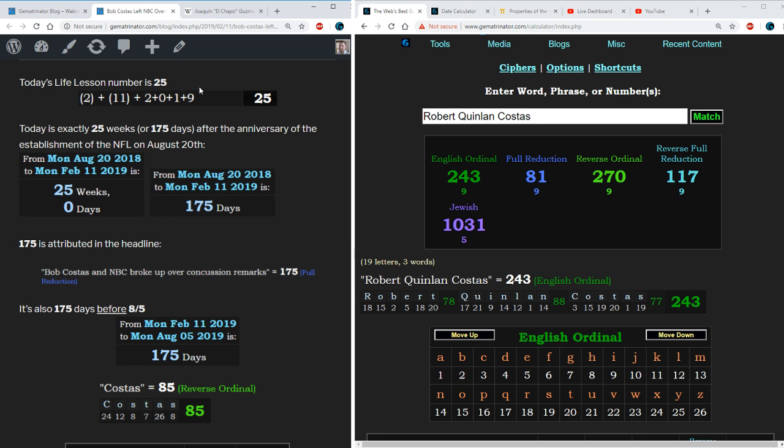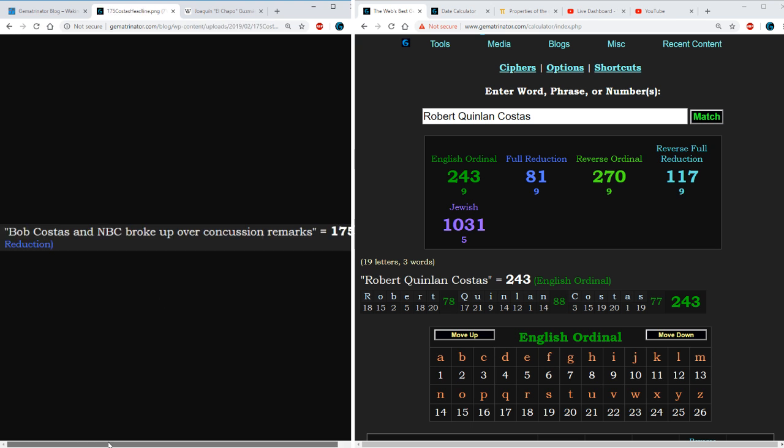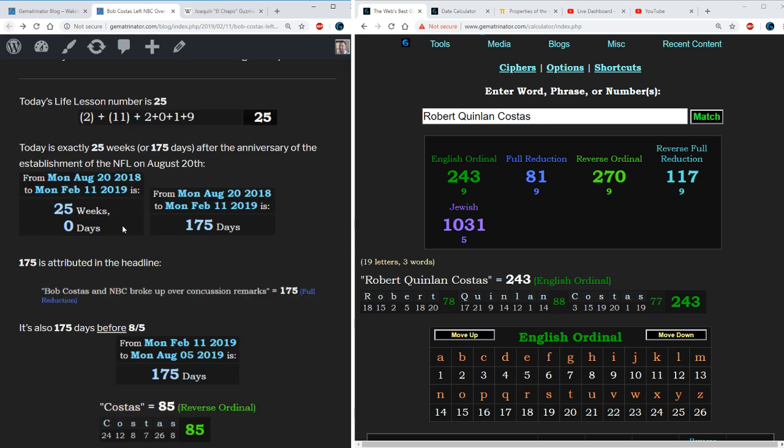The life lesson number of this story was 25. And notice how that date was exactly 25 weeks after the establishment date of the National Football League. 25 weeks is also 175 days. The number 175 was attributed in the Bleacher Report headline. That was the reduction value of the headline, 175.